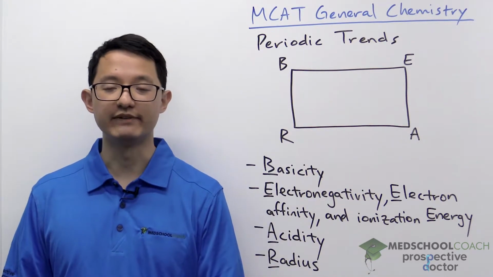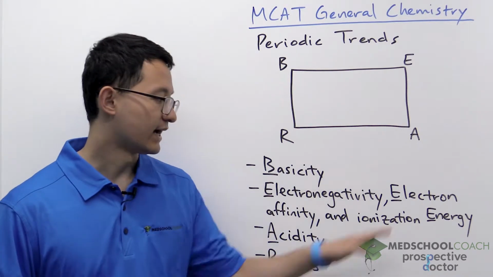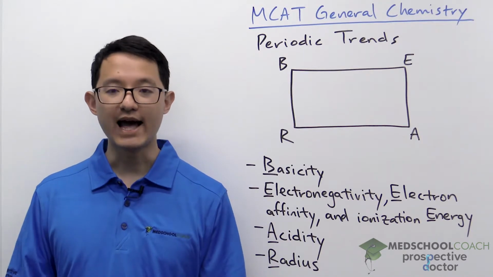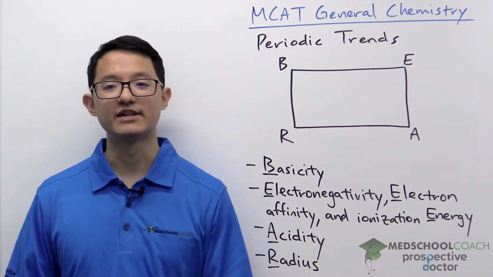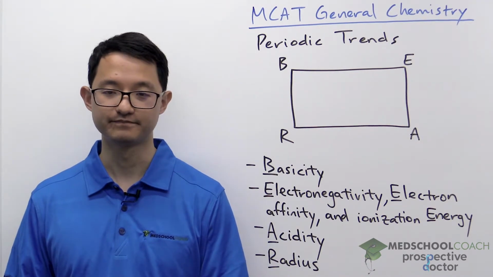Electronegativity is the ability of an atom to attract electrons to itself in a covalent bond. Electron affinity is the energy associated when you add an electron to an atom. Ionization energy is the amount of energy required to remove an electron from an atom.